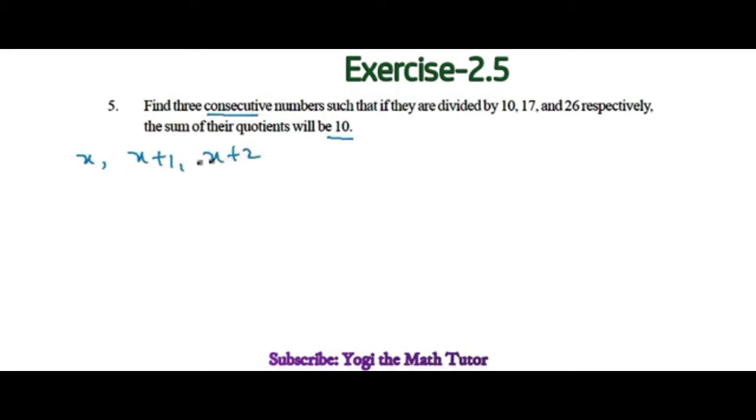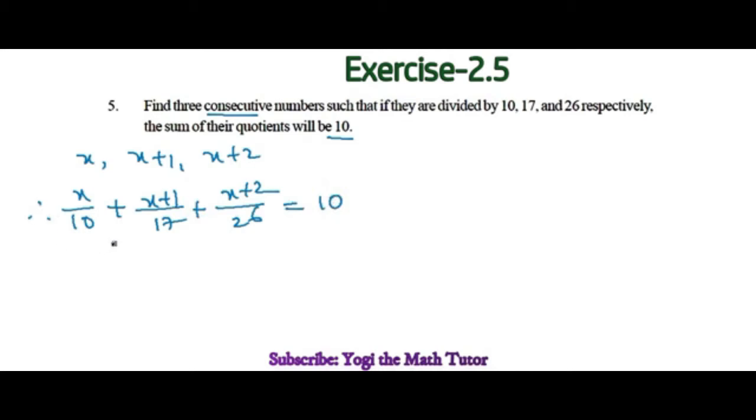These three are consecutive numbers, and if these numbers are divided by 10, 17 and 26, you should take x by 10, x plus 1 by 17 and x plus 2 by 26 respectively. Means x is divided by 10, x plus 1 is divided by 17 and x plus 2 is divided by 26. And the sum of their quotients will be 10. So it is an equation.